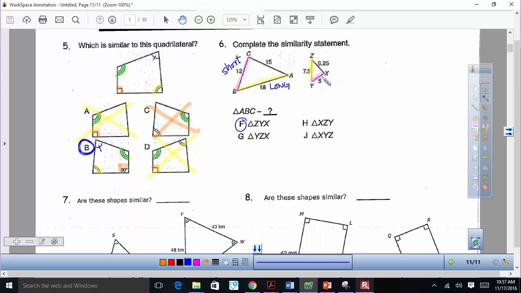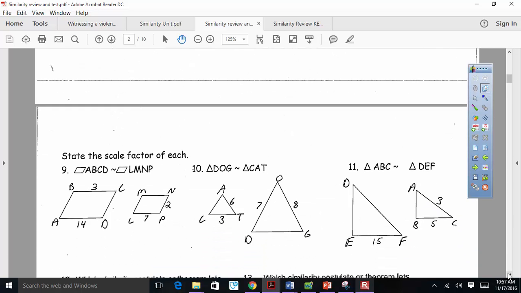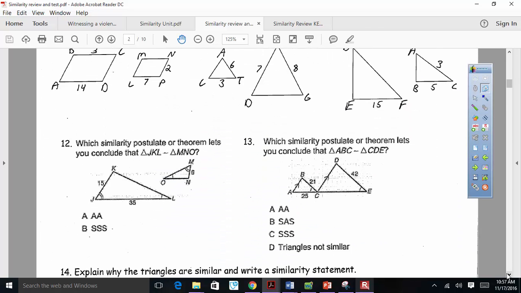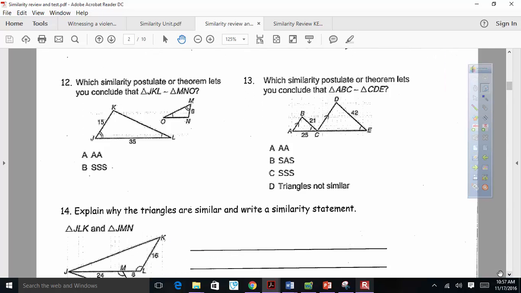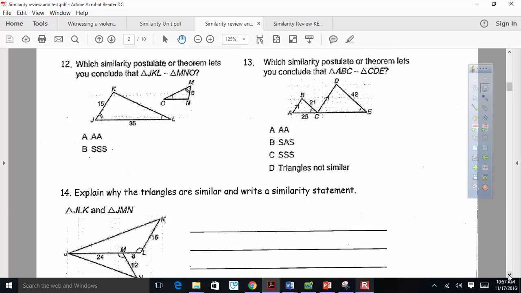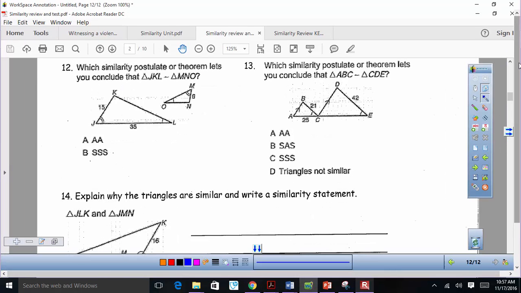Okay, the next one we want to look at. Okay, so these two are the ones that y'all don't have labeled on there. They're just, or numbered. They're just kind of there. So we're going to talk about these.